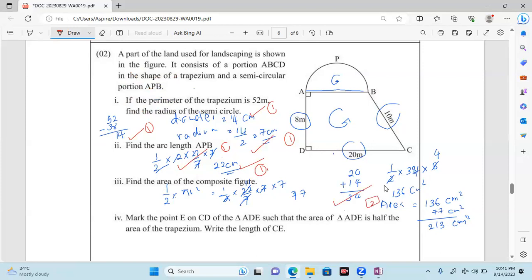241? 240? No, I got 168 as trapezium. Yes. For the semicircle, what did you get? 77. Okay. Then when you add this together, it is 213. Okay. I got 168 as the area of the trapezium.